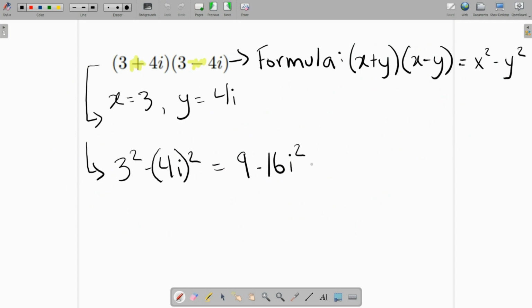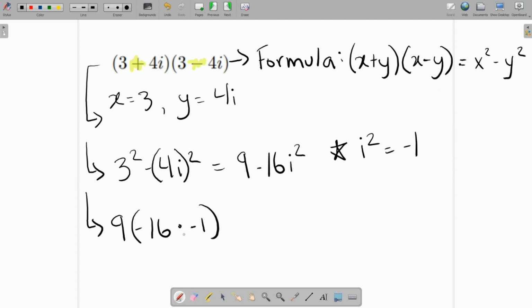So we go on to our next step. We can see that we have i squared here, and i squared is equal to -1. So we can just go 9 minus 16 times -1. And what would be negative 16 times -1? Well, we would get 9 plus 16, and that would be our answer of 25. And we are done. How easy was that?